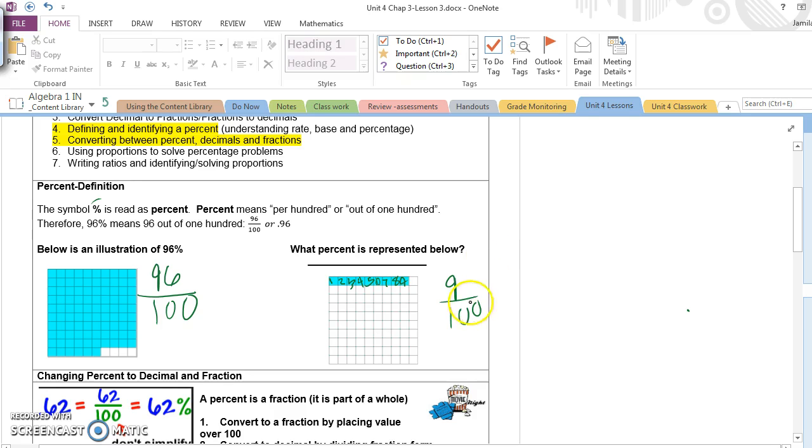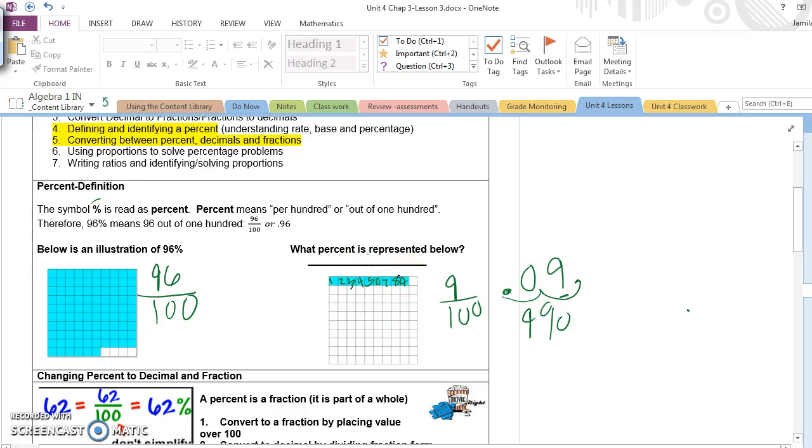So as a percent, let's think, what would 9 out of 100 look like? 9 out of 100 as a decimal would be 0.09. See, this is the hundredths place. So that's 9 out of 100. Now, as a percent, we would move our decimal, which we'll talk about more later in the lesson. You just move it 2 places to the right because it's like multiplying it by 100. And you would see that this is 9%.